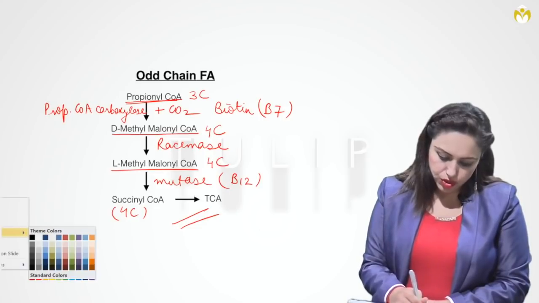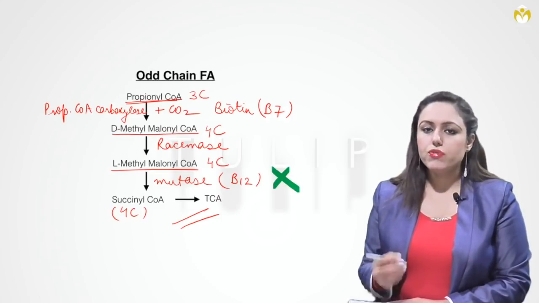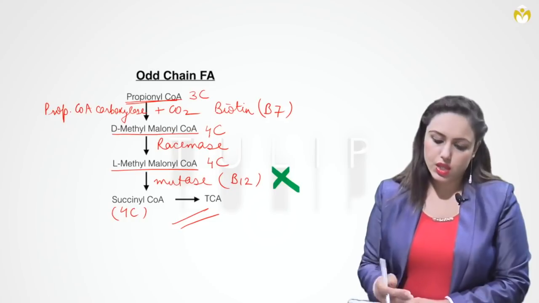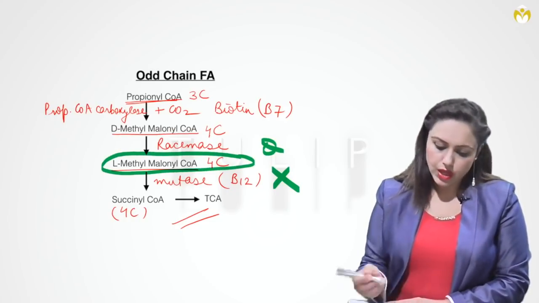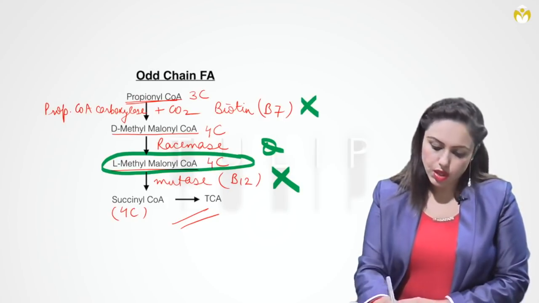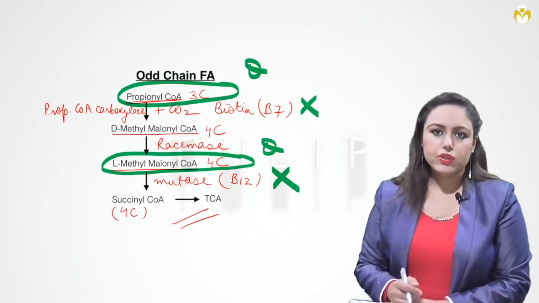One additional piece of information I would like to tell you here. See here, B12 is required in this step. So in B12 deficiency, which acid will come in urine? L-methylmalonic acid will be coming in urine. In B7 deficiency, propionic acid will be coming in urine. These are also frequently asked questions.